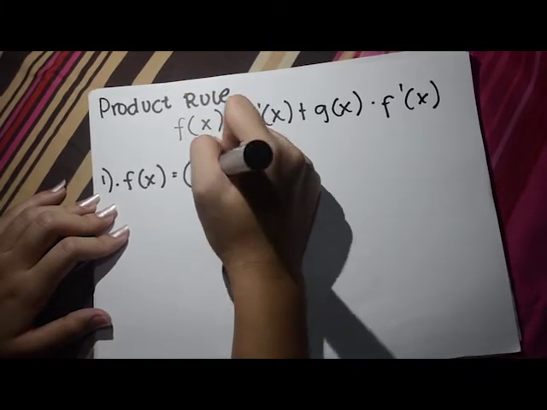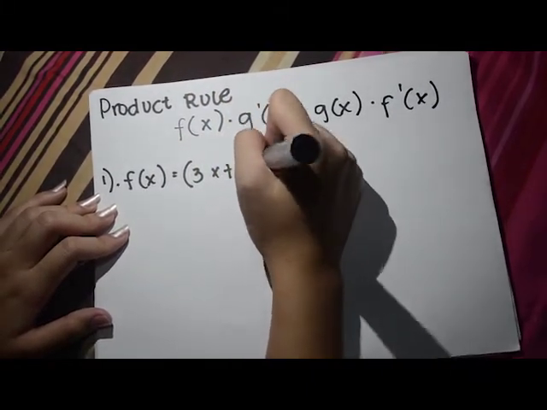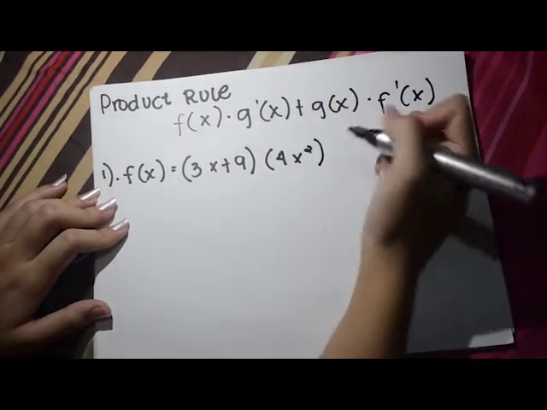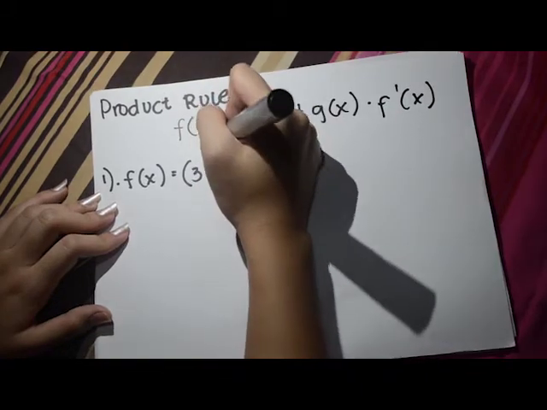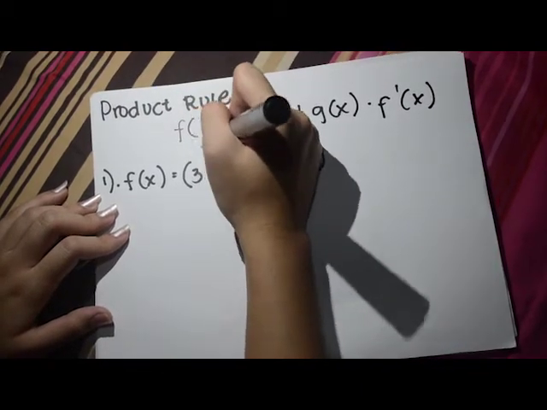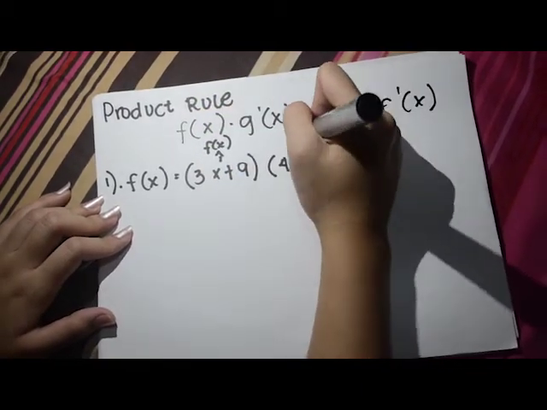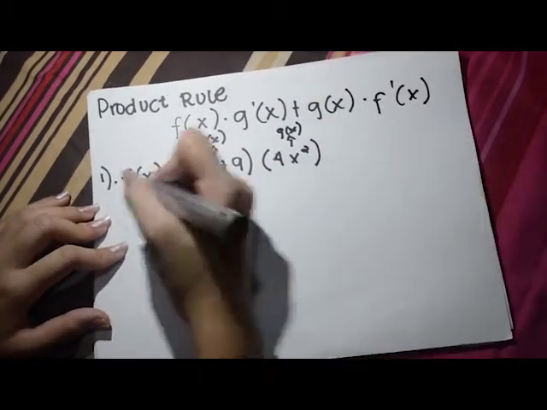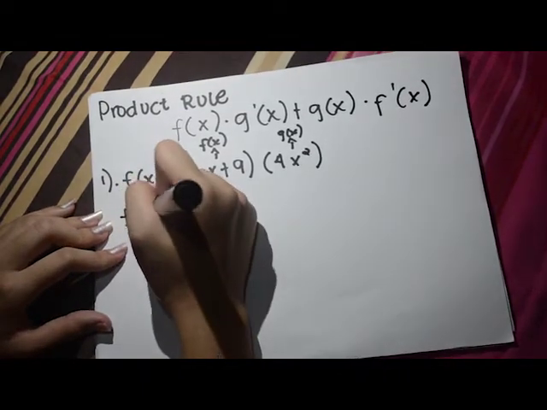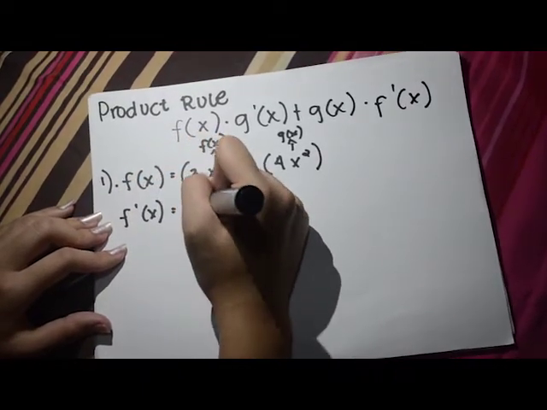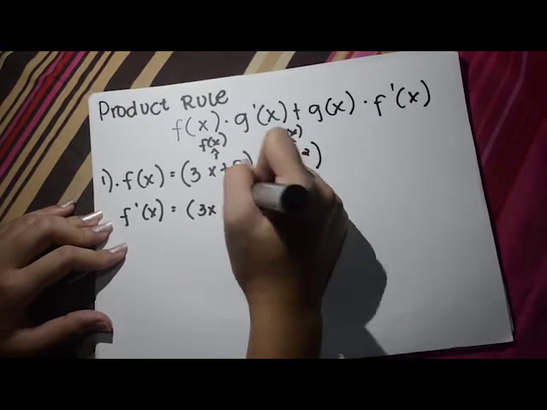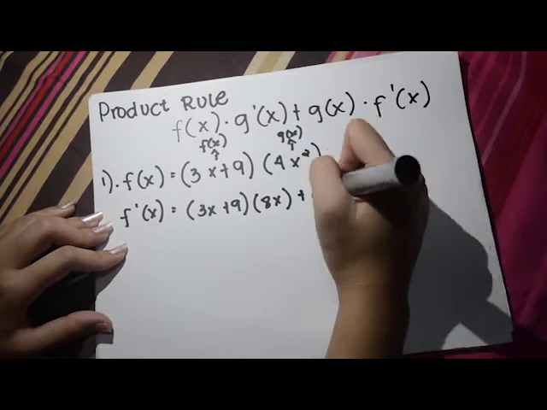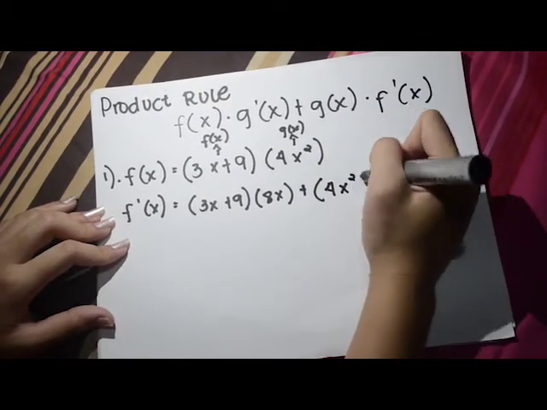Product rule is used when differentiating two functions that are being multiplied together. Here is an example. F of x is equal to 3x plus 9 times 4x squared. The first function is denoted as f of x, while the second is g of x. So the derivative of f of x is equal to 3x plus 9 times 8x plus 4x squared times 3.